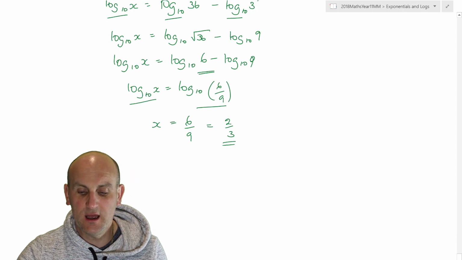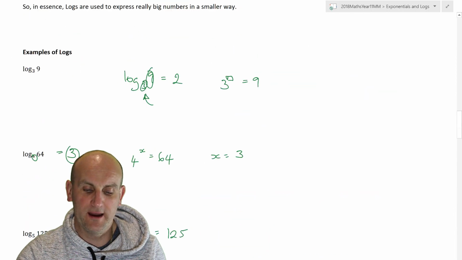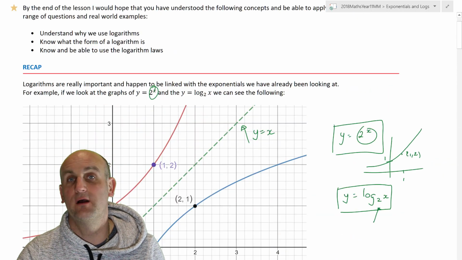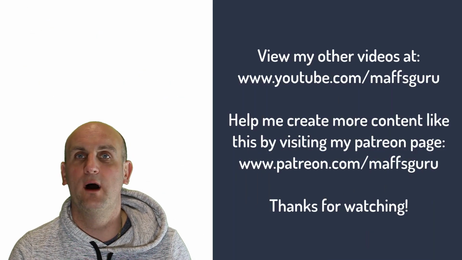Now, this was a running introduction to logarithms. We talked about how they're related to exponential graphs, i.e. their inverses. We've talked about the logarithm rules, and we've talked about why we use logs.